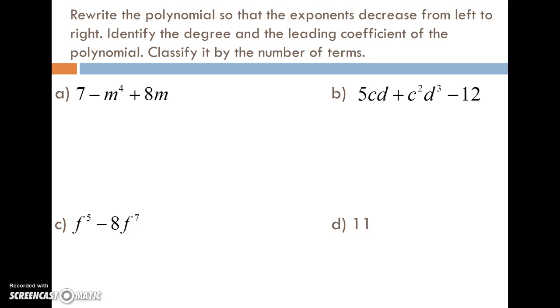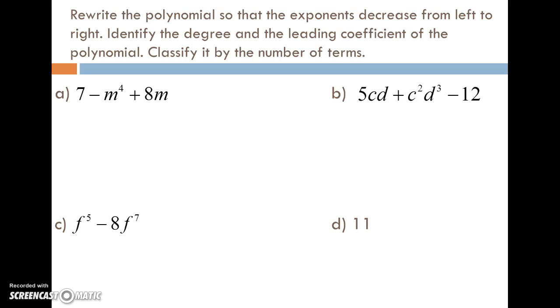The next thing we'd like to do is rewrite the polynomial so that the exponents decrease from left to right. That means we are going for standard form. Then we're going to identify the degree, the leading coefficient of the polynomial, and classify it by the number of terms. So it's kind of a lot.